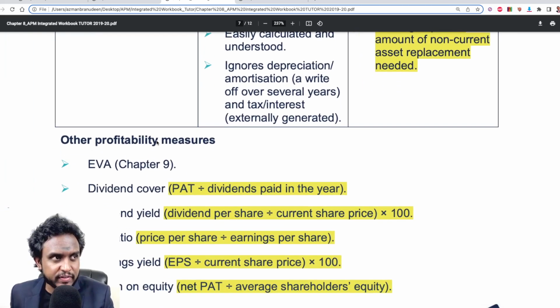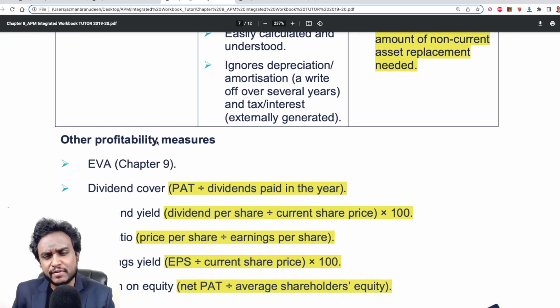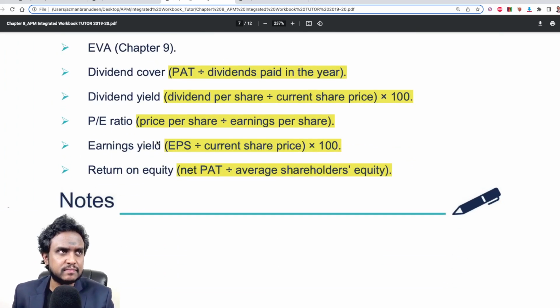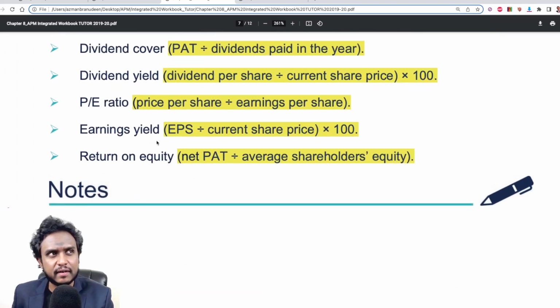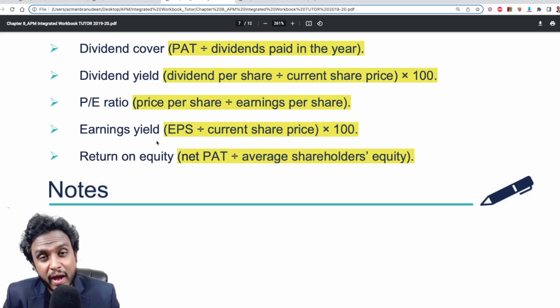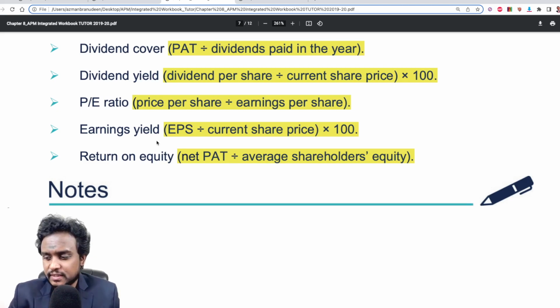So you can check it out. There are other profitability measures. Of course, EVA, we will be looking at separately, but these measures, just to recap: dividend cover, dividend yield, the PE ratio, price to earnings multiple, earnings yield, and the return on equity, purely the profit after tax over average shareholders' equity. So these are other ratios that you have at your disposal, in addition to all the other ratios that you have learned and can use.